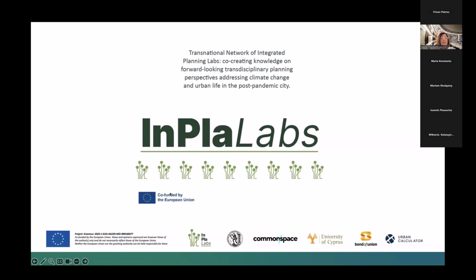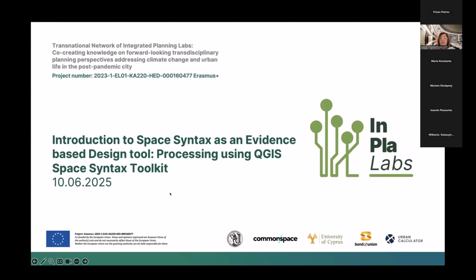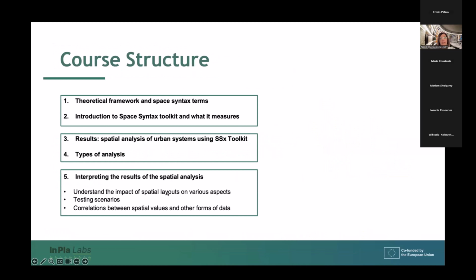So today the mini course is an introduction to Space Index as an evidence-based design tool. And we will go through processing QGIS and having a look at the Space Index toolkit. The structure of today, which starts, let's say, roughly 10 to 1. In the first part, which I will present, we will talk about the theoretical underpinnings of Space Index, and we will go through some Space Index terms.